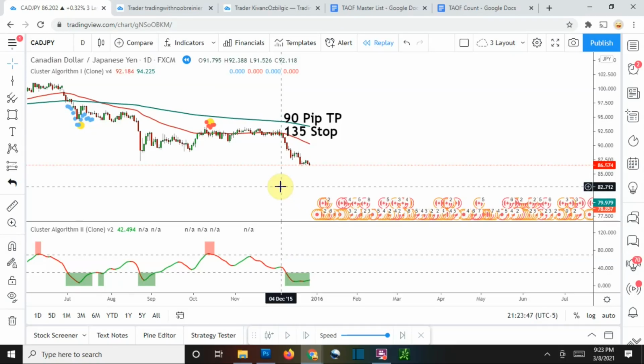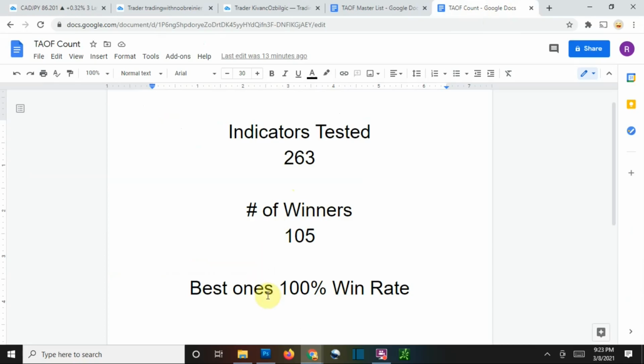Alright, as I said, today we will be testing the cluster algorithm 1 indicator. Before we do, I wanted to put the indicator scoreboard up for everyone to see. So, to date, we have tested 263 indicators. And out of those 263 indicators, 105 of them have been winners, which means that they have met or exceeded the 60% win-loss ratio threshold that we have set for them.